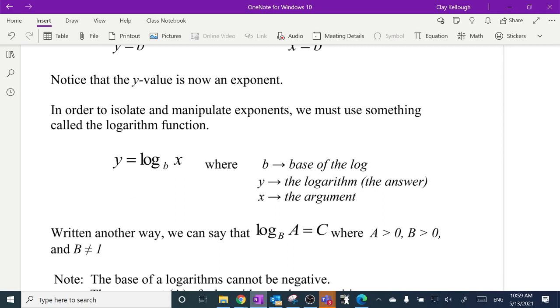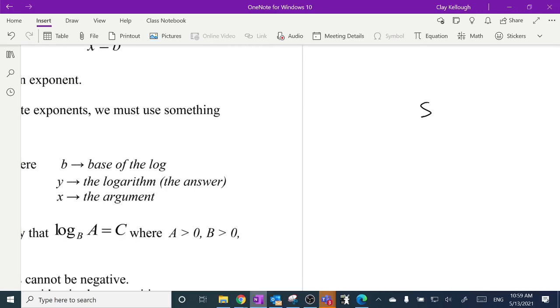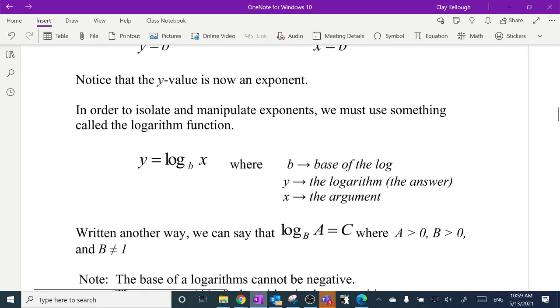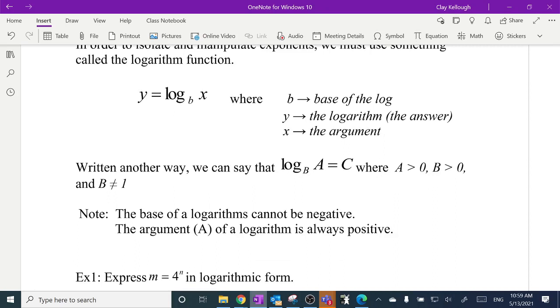Please notice that this is not log to the base b times x, right? You do know, don't write this down if you don't want to, you do know that the sine of theta is not sine times a theta. I see that all the time. People decide they can divide both sides of the equation by sine. Sine's not a number, right? It's an operation, and the same is true of logarithm. Written another way, we can say that log to the base b of some number a is equal to c.